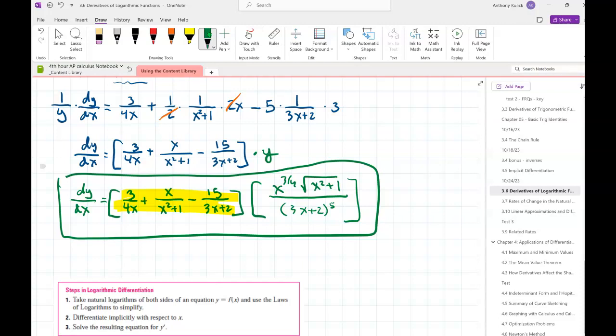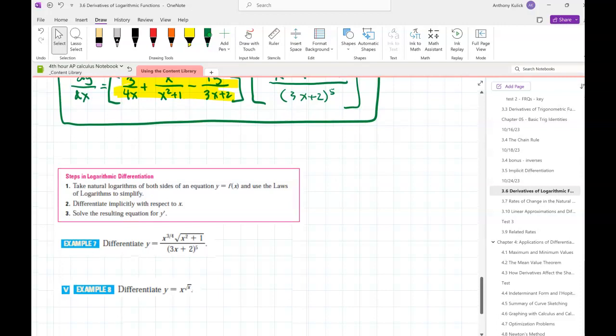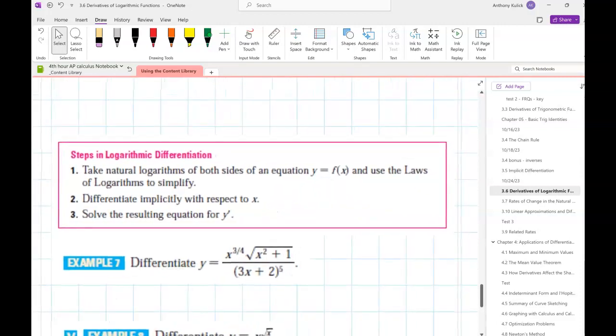So that technique I just showed you is called logarithmic differentiation. The steps that we used there is we took the natural log of both sides of our equation and expanded the logarithm. We then did an implicit differentiation to take the derivative of both sides, and then we separated the dy dx by itself.